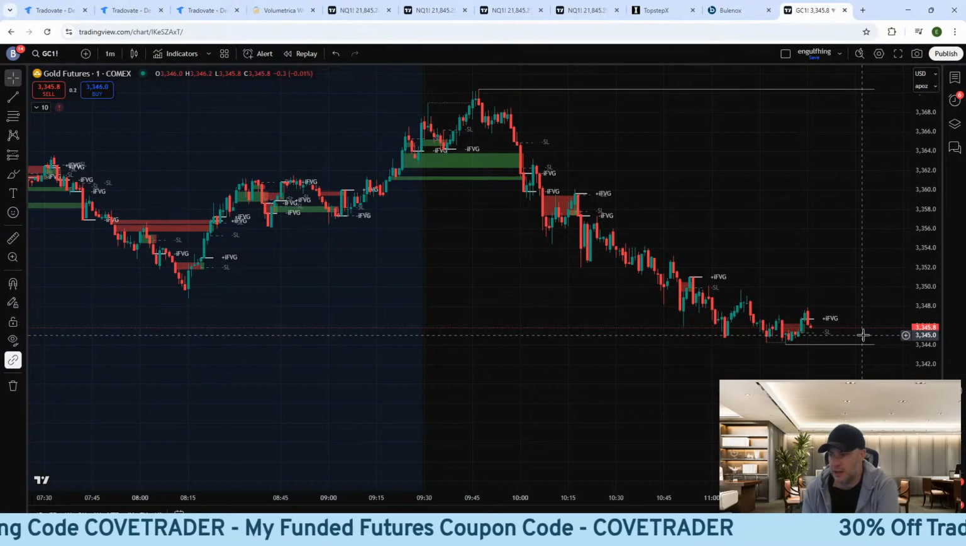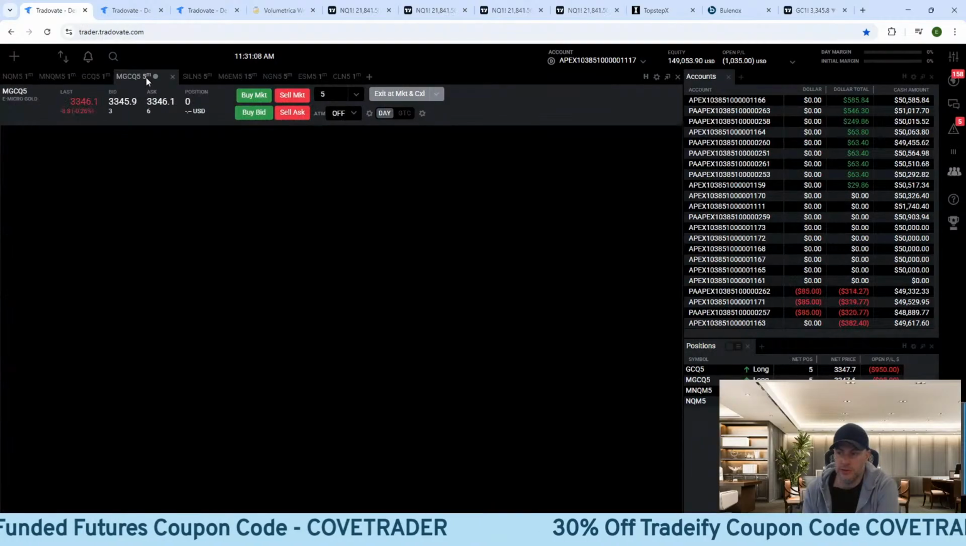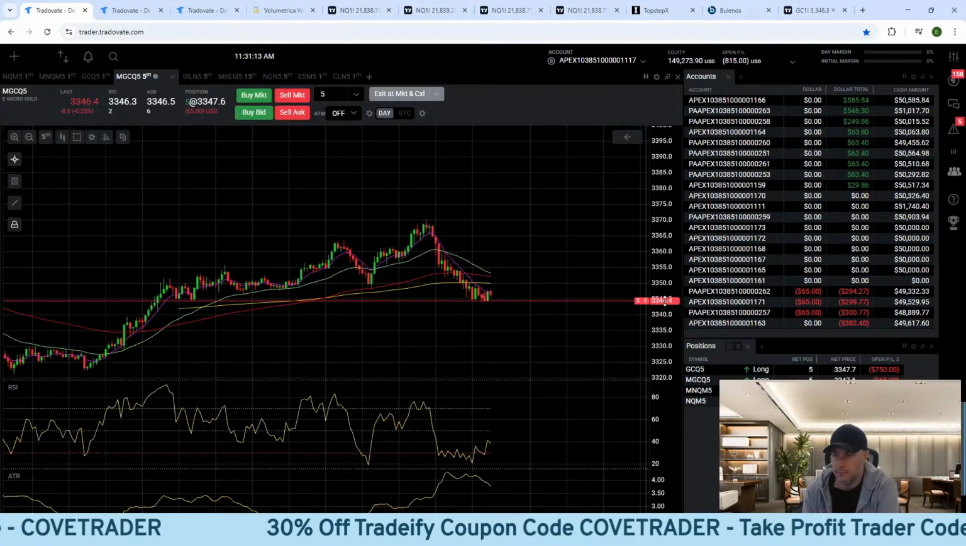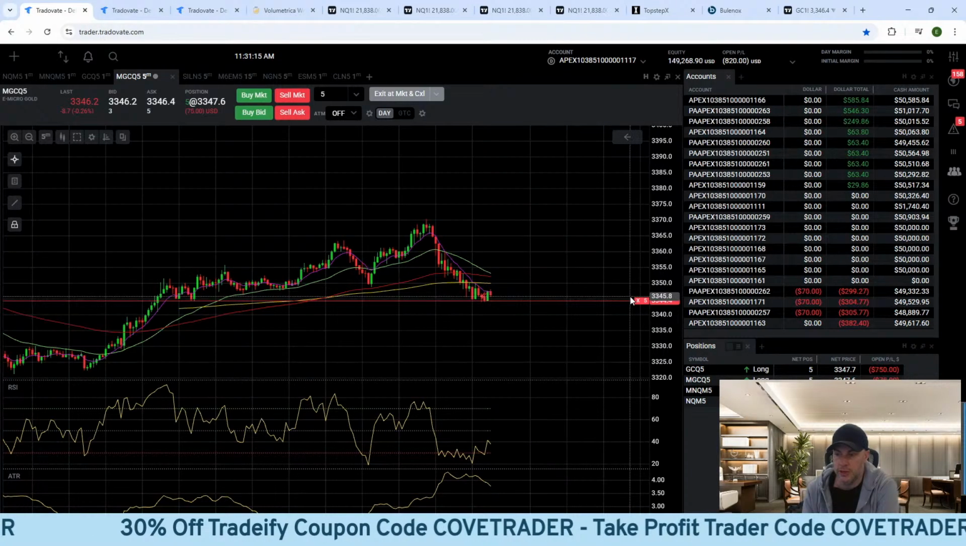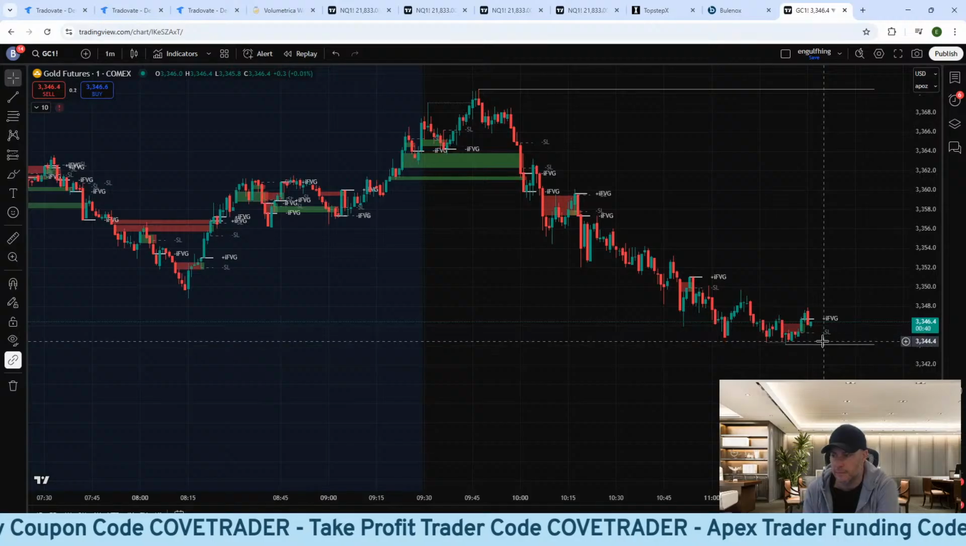I'm probably going to get stopped out here. 45 was my stop. I've never done gold. I've never done gold inversion on the one. I'm literally just forward testing it right here.